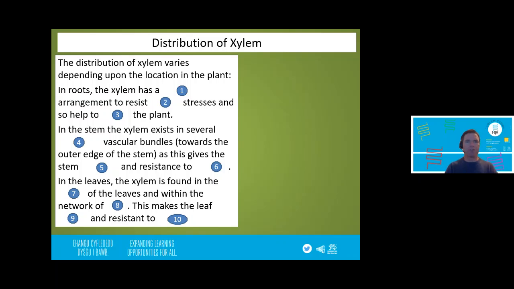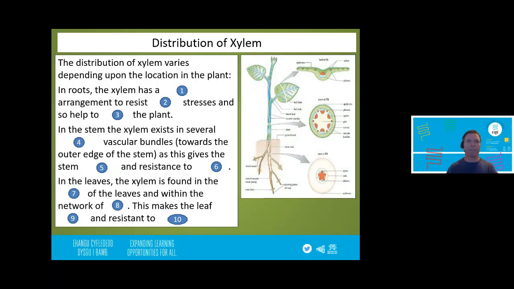So distribution of xylem varies depending upon the location in the plant. In the roots, the xylem has a central arrangement to resist vertical stresses and help anchor the plant. In the stem, the xylem exists in several peripheral vascular bundles towards the outer edge of the stem. That's what peripheral means, as this gives the stem flexibility and resistance to bending. In the leaves, xylem is found in the midrib of the leaves and within the network of veins, which makes the leaf flexible and resistant to tearing.